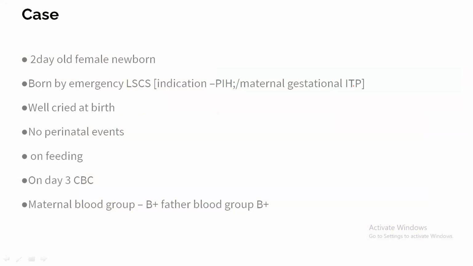This is a 2 day old female newborn, born by emergency LSCS. Indication was PIH and maternal gestational ITP. Cried well at birth, no perinatal events, on feeding. On day 3 of CBC, I'm going to show. Maternal blood group was B positive, father's blood group was B, so there is no parental grouping difference. Mother had gestational ITP.